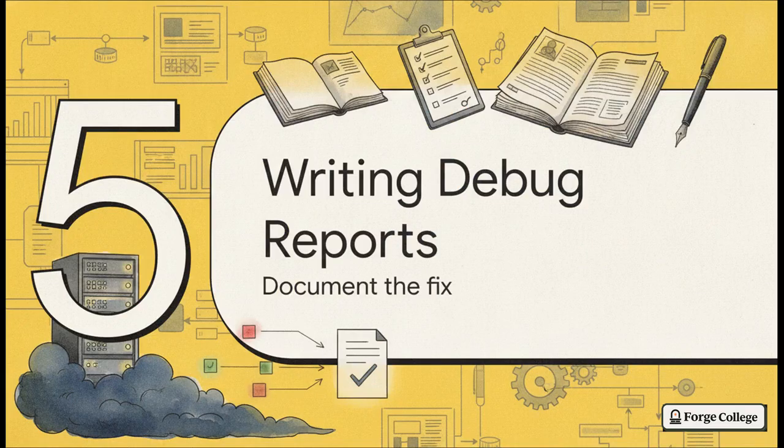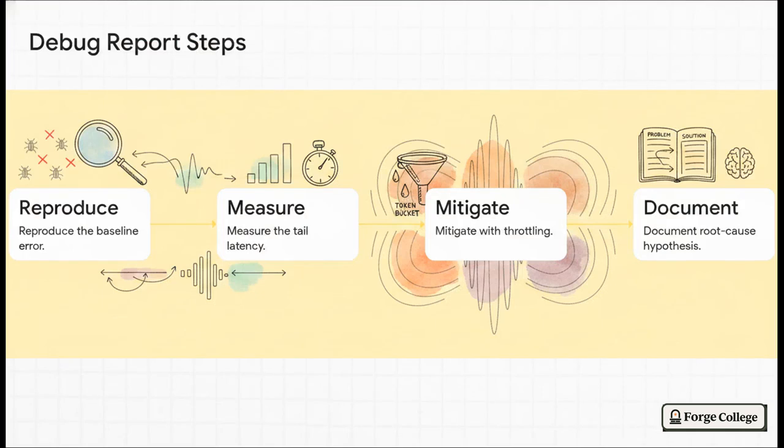Section 5. Writing your debug report and documenting the engineering fix. As any good engineer knows, no job is really complete without the paperwork. We've investigated, we've mitigated, and now we have to document it. So your debug report must follow this exact 4-step methodology.